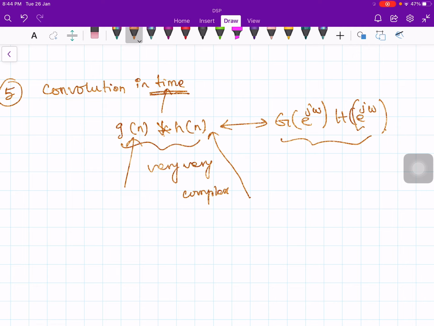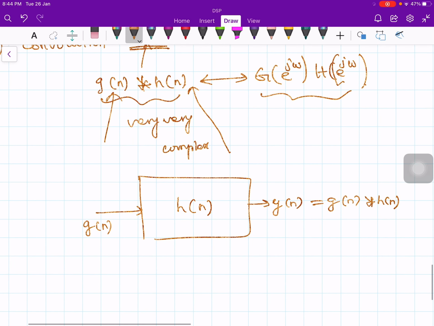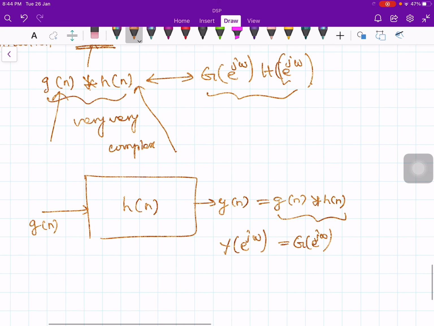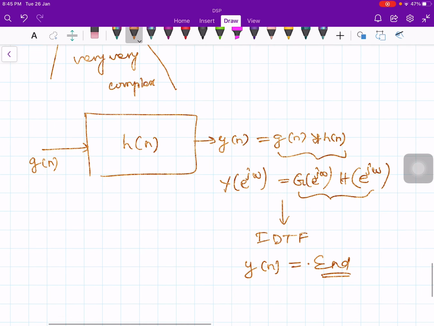Therefore, if you want to find out y of n, which is equal to g of n convolved with h of n, for example, you have a system, the system has impulse response h of n, and the input is g of n and the output is y of n. This y of n is g of n convolved with h of n. So instead of doing this convolution in the time domain, you find the discrete time Fourier transform of g of n, and you find the discrete time Fourier transform of h of n, which is H of e to the j omega, multiply these two, and then take the inverse discrete time Fourier transform, you will get y of n. That's all, and you will get the result. Very simple operation.